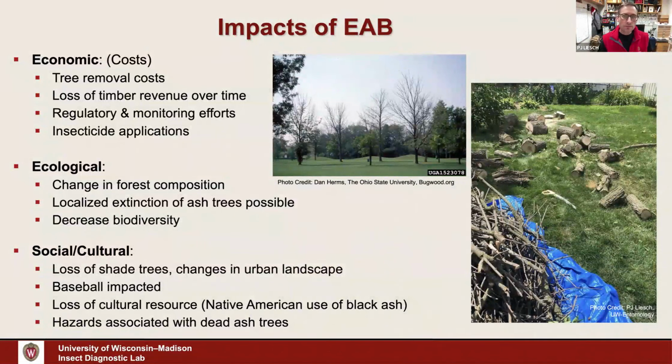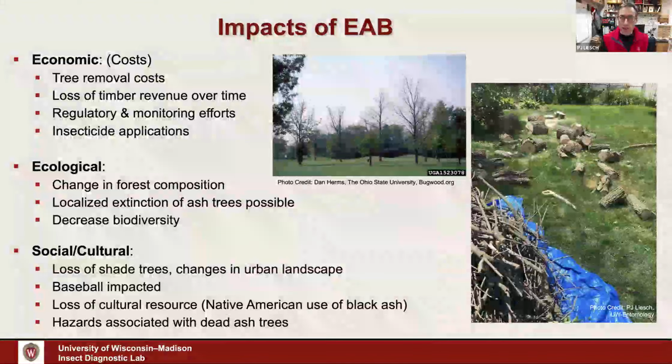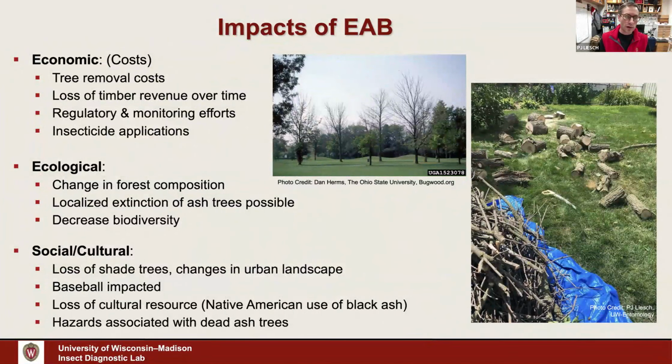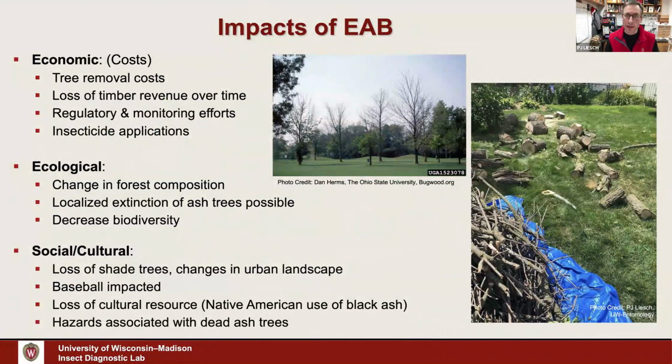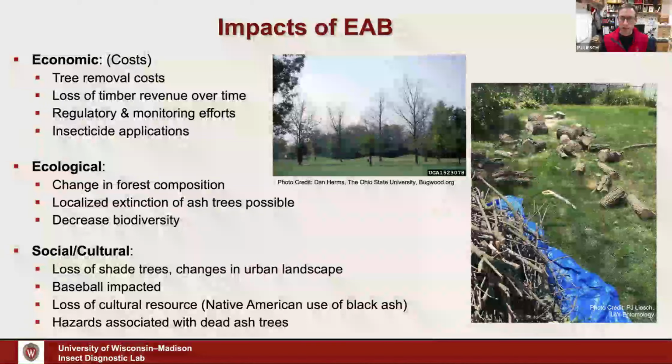Looking at the bigger picture, ash wood materials have been valued for certain uses, and so there's some loss of timber revenue potentially from this. There were also costs due to regulatory and monitoring efforts at a government scale. So quarantines and surveys for EAB and things like that. There was a lot of money that went into that for a long time. These days in the eastern US, a lot of those quarantines have gone away because EAB has spread so much and efforts have shifted more towards things like biocontrol.